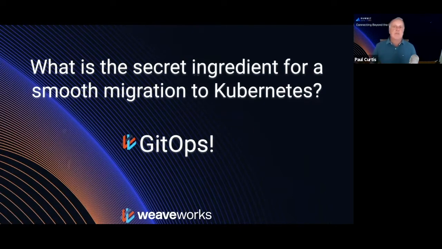GitOps is a term that was coined basically by the CEO of Weaveworks five or six years ago now. It applied itself to our own software as a service. We run a very large scale software as a service in Kubernetes in the public cloud, and we needed a way to manage it. So we use Git to do this. Let's talk about the principles of GitOps and what they are.